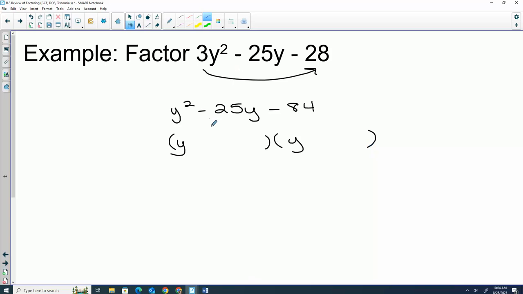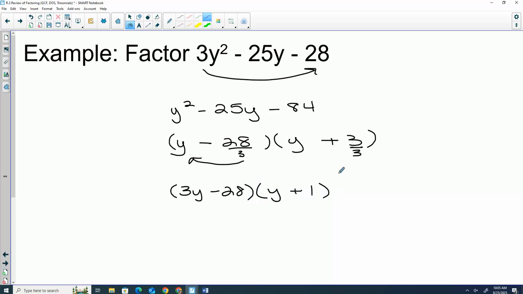-28 and 3. We need a -25, so the bigger one is negative, so -28, +3. Are we done? No. Now we have to divide the 3 back because we started out slip and sliding. 28 over 3 does not reduce, so we slide the 3 back. 3 over 3 is 1. And we talked about it Friday, but how do you check your answers? What could you do? Multiply it back out. So you can always check by multiplying them back out.